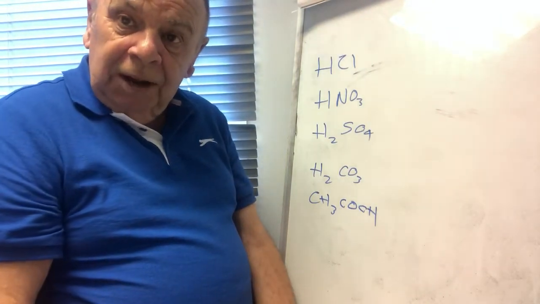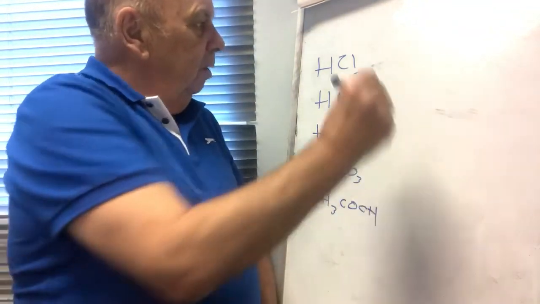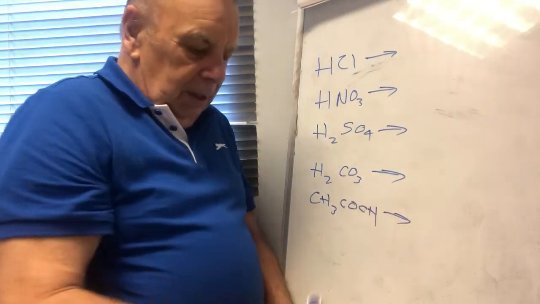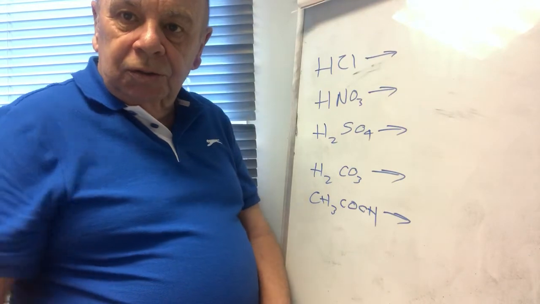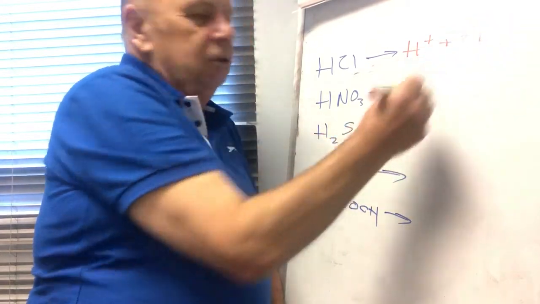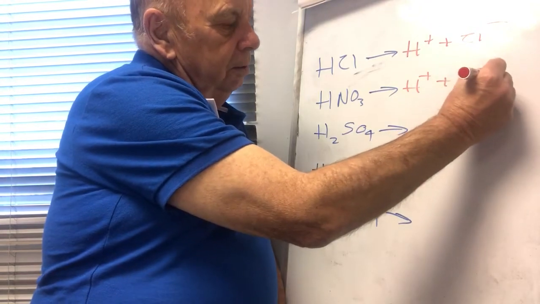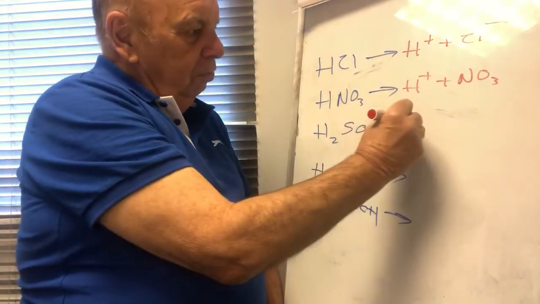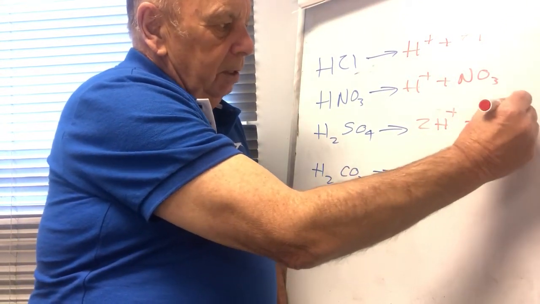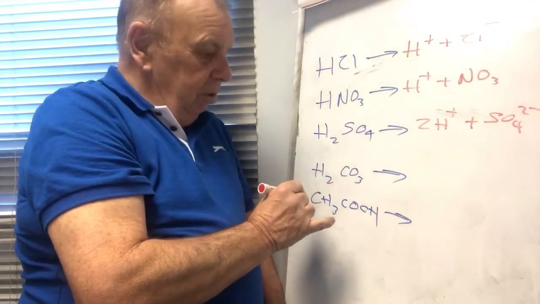It's because if you add them into water, they produce hydrogen ions. So if I add them to water, they all produce hydrogen ions: H+ and Cl-, nitric acid, H+ and the nitrate anion, sulfuric acid, H+ plus sulfate anions. It's a new acid, I don't think I've mentioned it before.